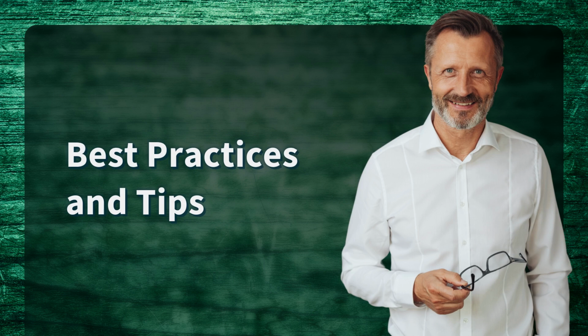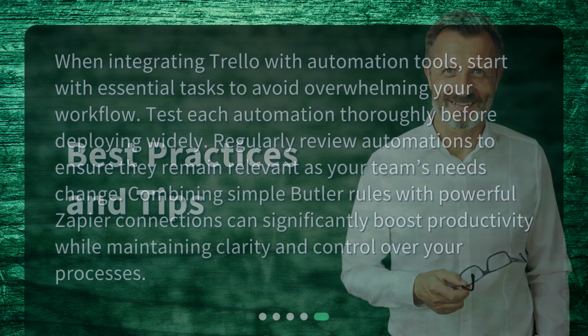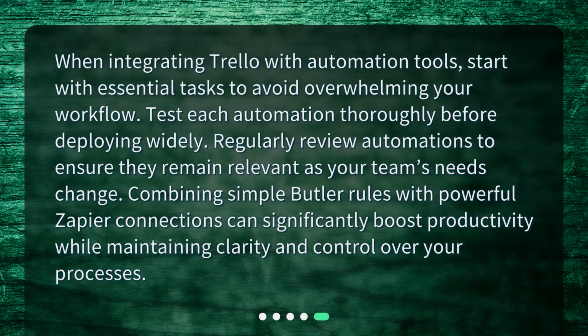Best practices and tips. When integrating Trello with automation tools, start with essential tasks to avoid overwhelming your workflow. Test each automation thoroughly before deploying widely. Regularly review automations to ensure they remain relevant as your team's needs change. Combining simple Butler rules with powerful Zapier connections can significantly boost productivity while maintaining clarity and control over your processes.